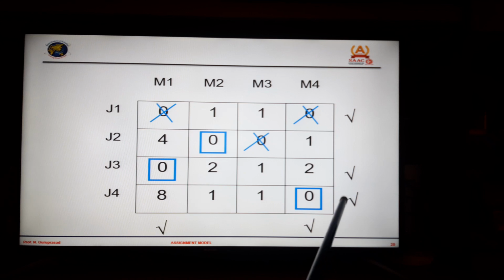Right? Now, in these two rows, which are the latest ticked, I do not have any crossed zeros. And hence, my ticking procedure is over. And then what I will do is, I will find the minimum number of lines which will cross all the zeros. I will find the minimum number of lines which will cross all zeros.